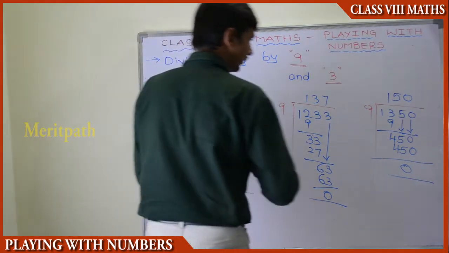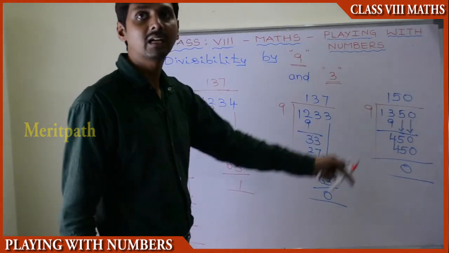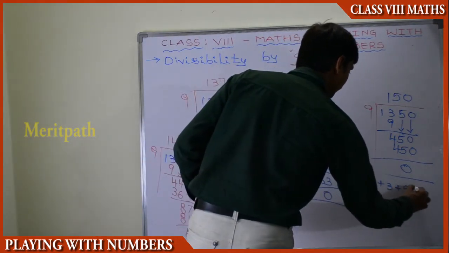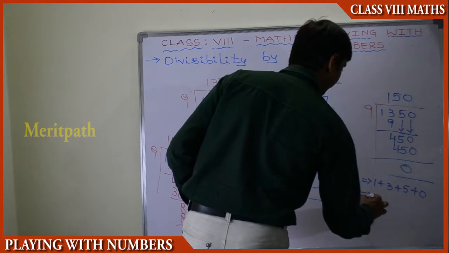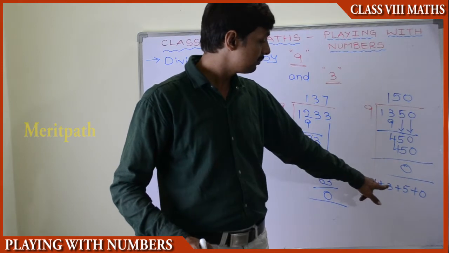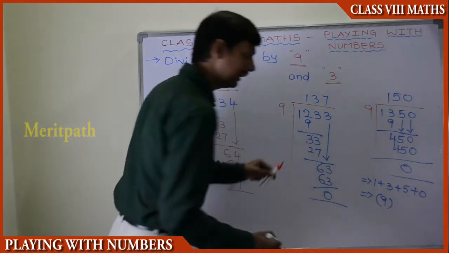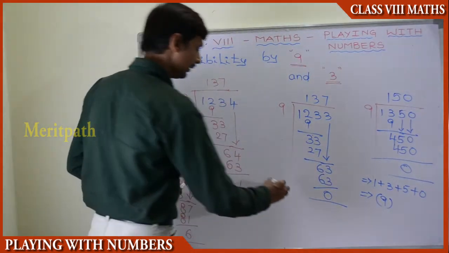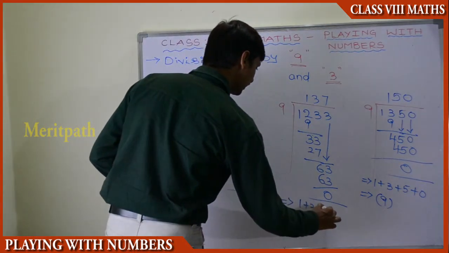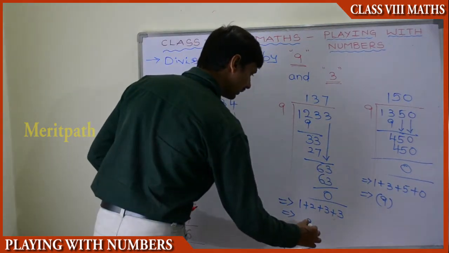So add all the digits of the number. Let's check that the number is 1350. So that is 1 plus 3 plus 5 plus 0. When we add all the digits of this number, 1 plus 3 plus 5 plus 0, we get the result 9. In this case, when we add all the digits of this number, 1 plus 2 plus 3 plus 3, we get 6 plus 3, 9.